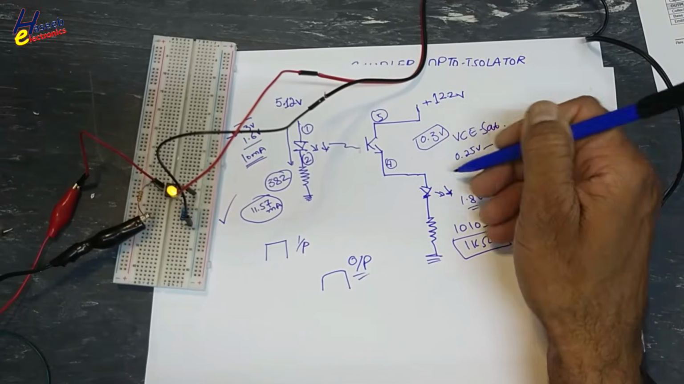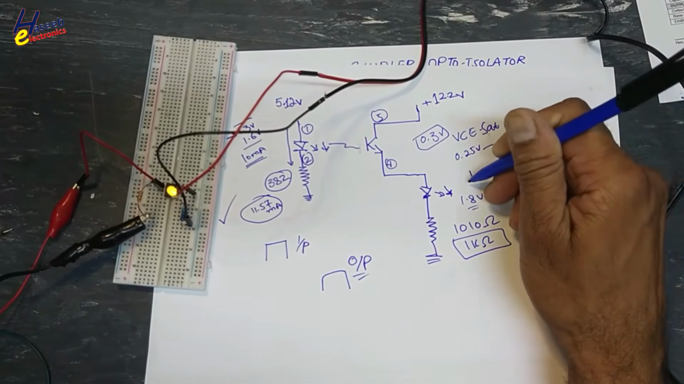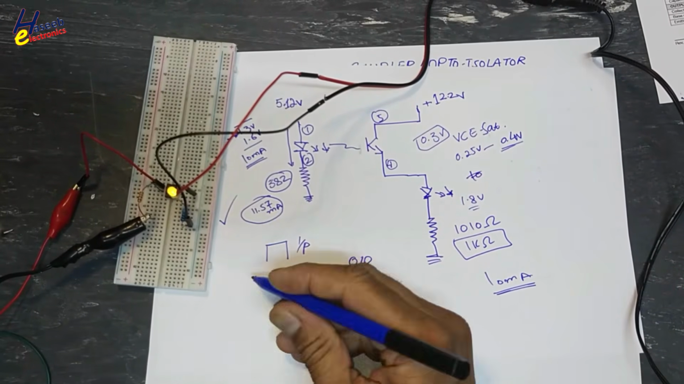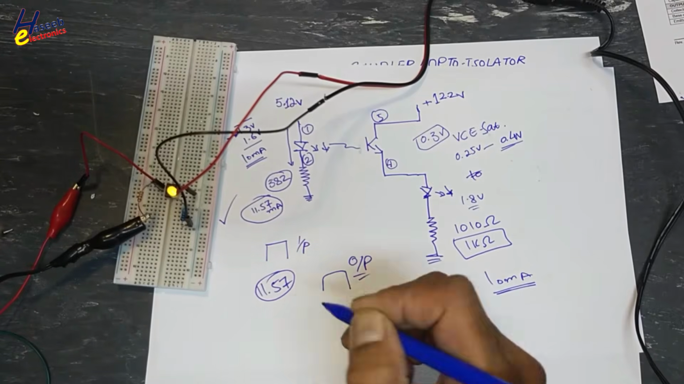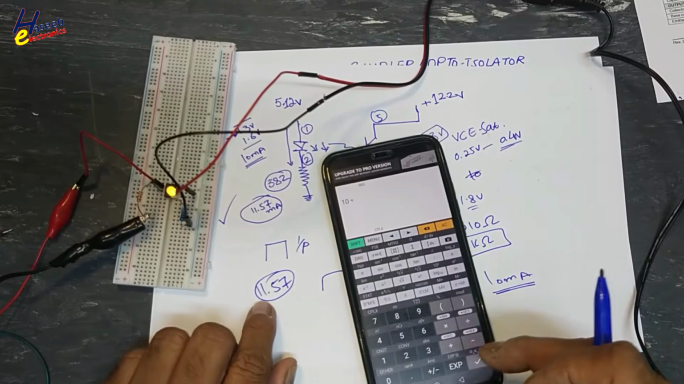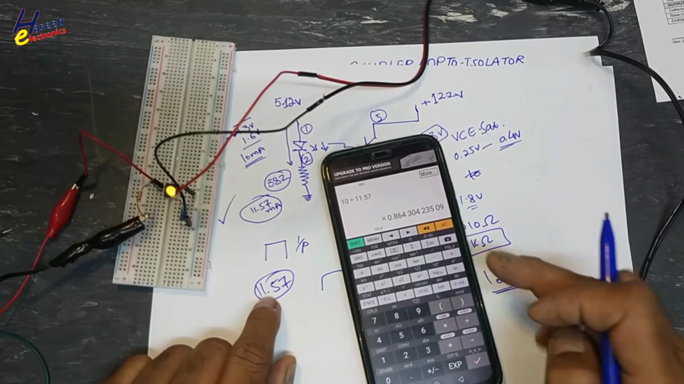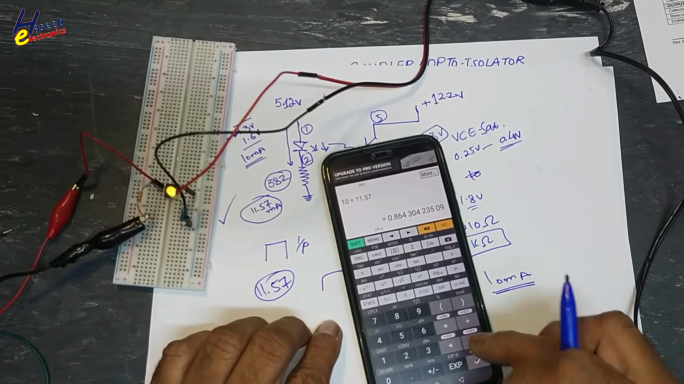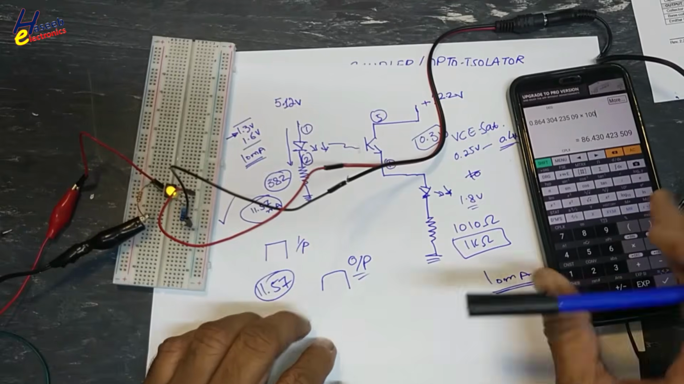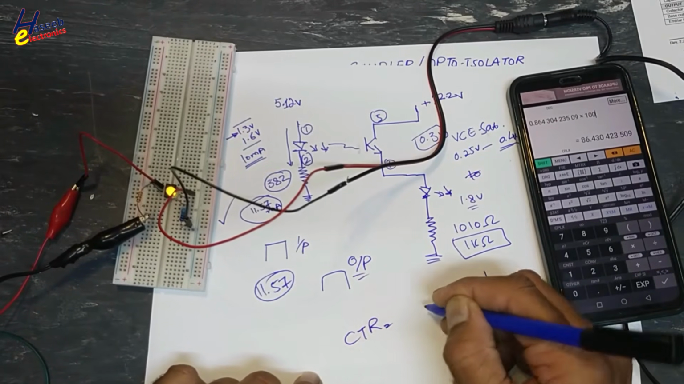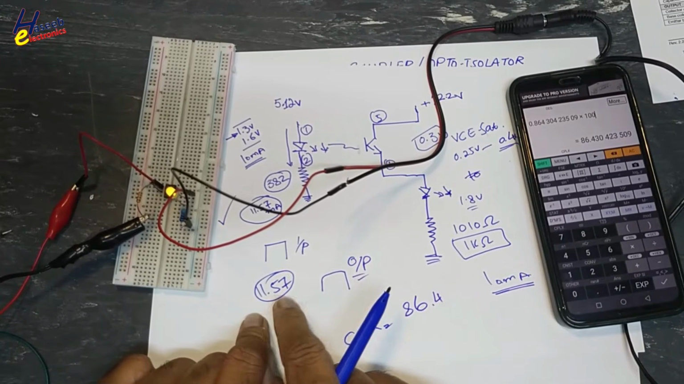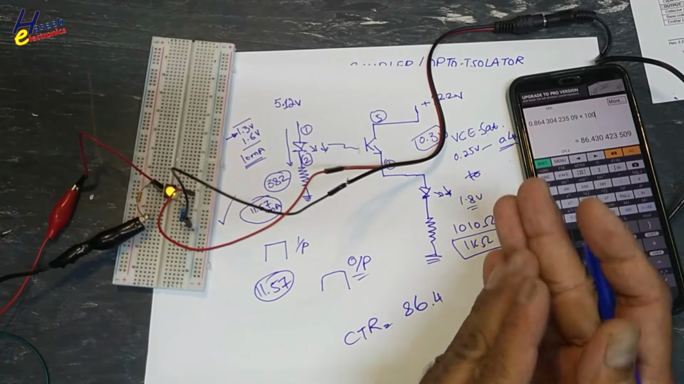How much current is here? We consider 10 milliampere. How much current is here? 11.57 milliampere. Output current 10 divided by 11.57, 0.864, multiply with 100. CTR for this circuit is 86.4. 10 milliampere over 11.57 multiply with 100.